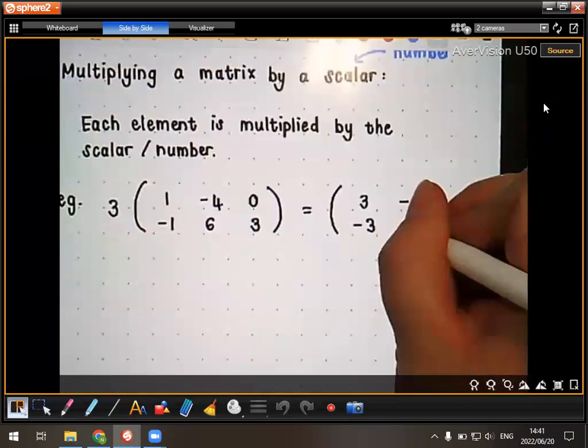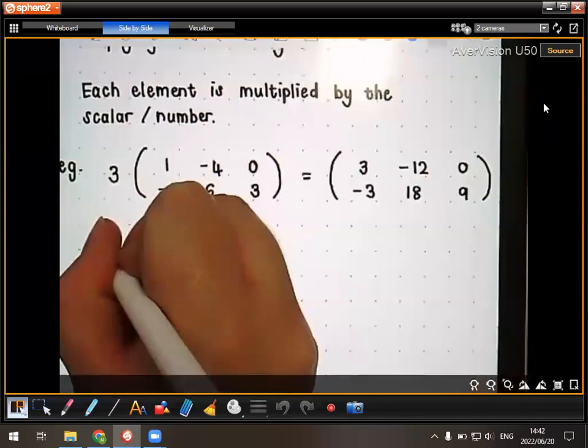So just multiply all of those elements by 3. And that's it. That is the answer. I think you are all more than capable of doing that. Multiplying numbers by 3. You are obviously not going to write the 3 in front of the matrix anymore. You obviously multiply it in.